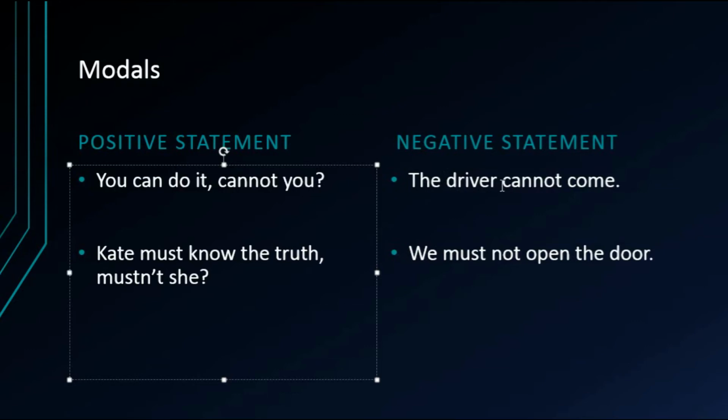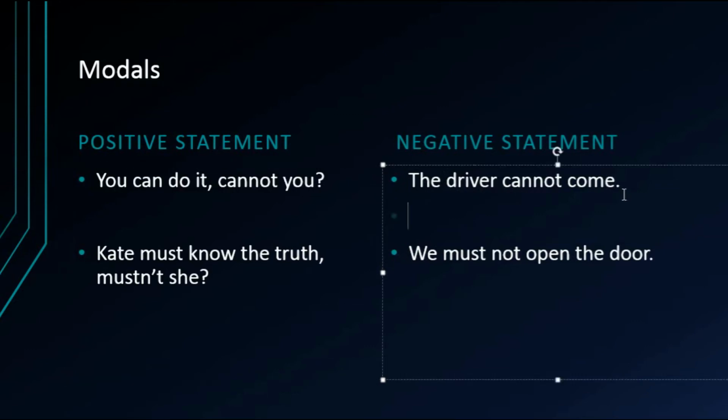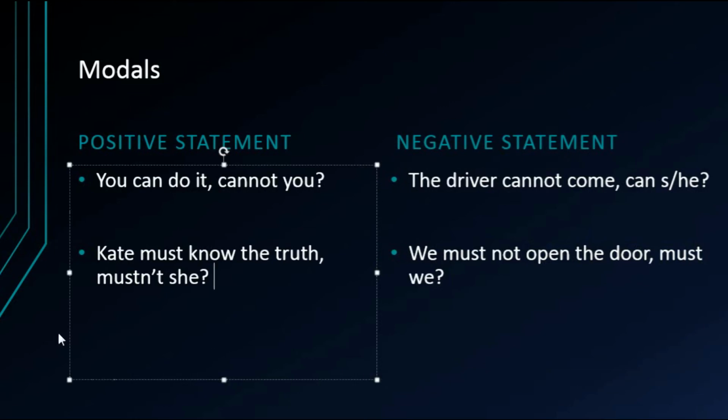The driver cannot come, right? So my auxiliary is can, and because this is negative, this is going to be positive. Can the driver, can he or she, right? It depends on the driver. We don't know about the driver, so we're going to say she, okay? Okay, can she? Or we do this trick, we say can she/he, so either she or he, you can use both. We must not open the door. Must, because this is negative, this is going to be positive, so must we, right?